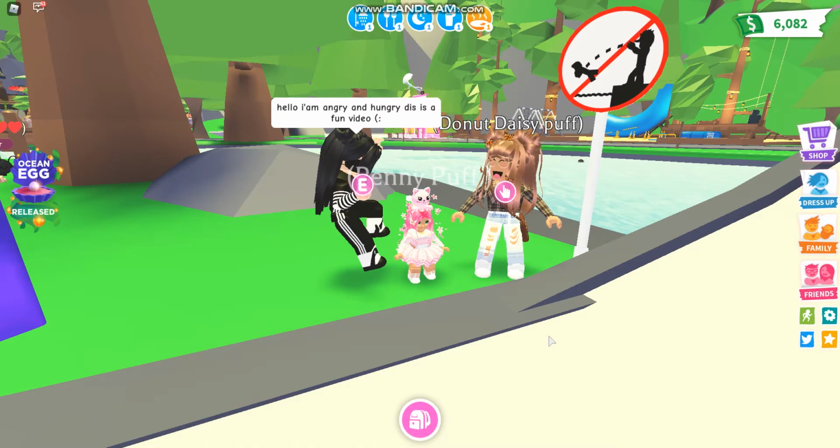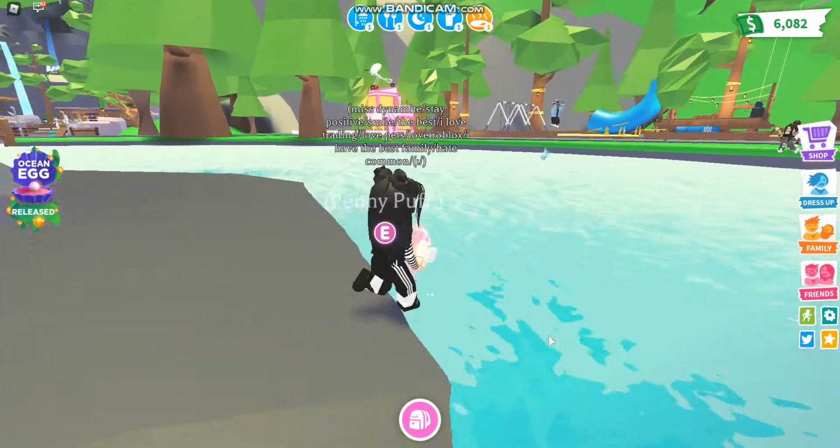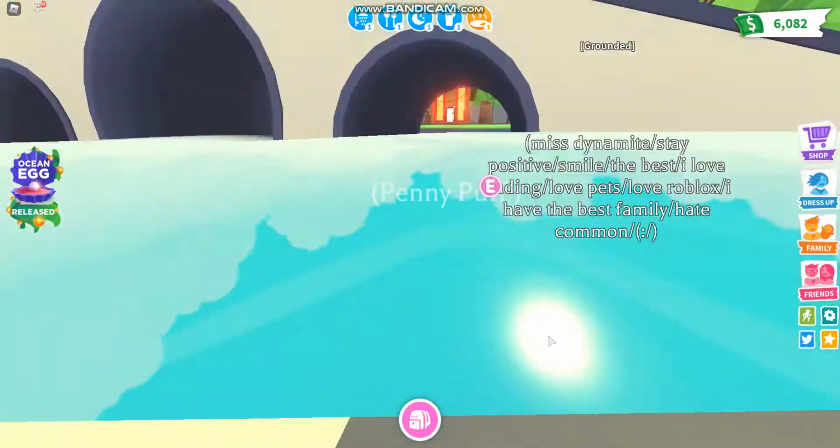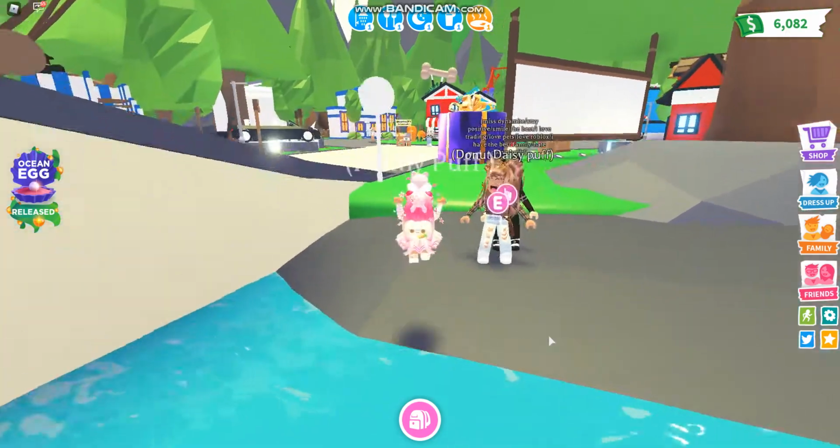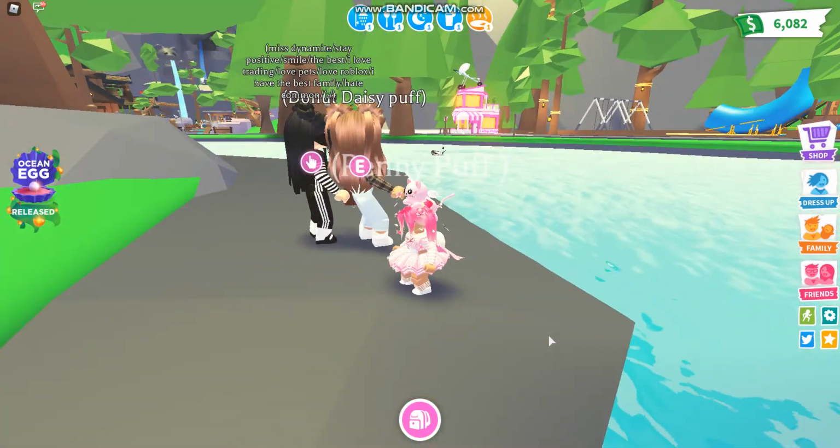Can you please show us the first... Oh, I am being picked up and I am being thrown in the water, even though that is not allowed. Okay, I'm on shore again.